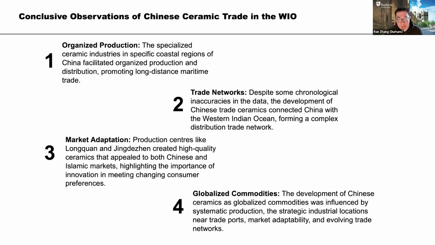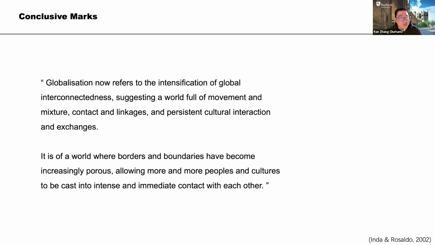And then lastly, we believe Chinese ceramics in the past 1,000 years, I think it's true that we can call them globalized commodities. They were produced in China and consistently traded into the Indian Ocean. But just keep in mind that they are just one type of commodity on the trading list. And yeah, sorry, this is the last one.